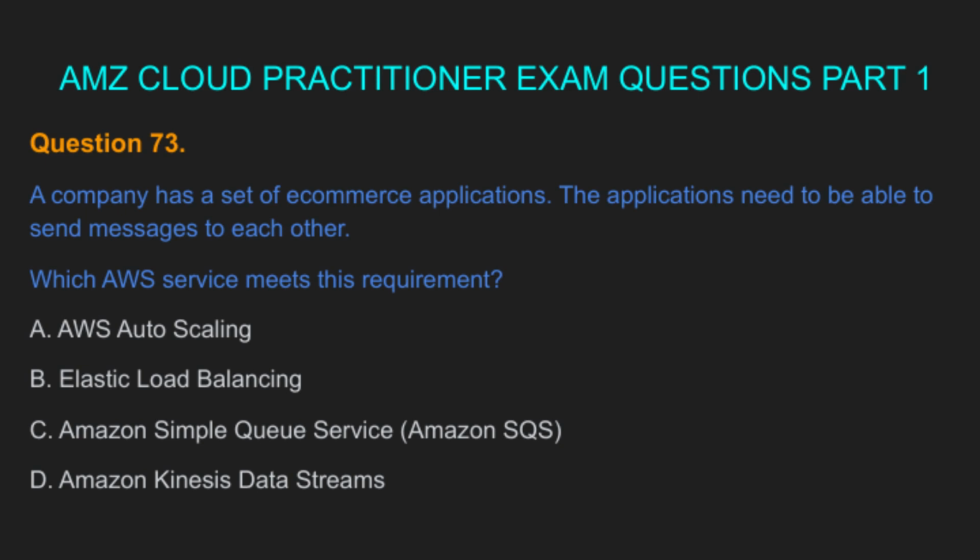Question 73. A company has a set of e-commerce applications. The applications need to be able to send messages to each other. Which AWS service meets this requirement? A. AWS Auto Scaling. B. Elastic Load Balancing. C. Amazon Simple Queue Service, Amazon SQS. D. Amazon Kinesis Data Streams. The answer is C. Amazon Simple Queue Service, SQS, lets you send, store, and receive messages.